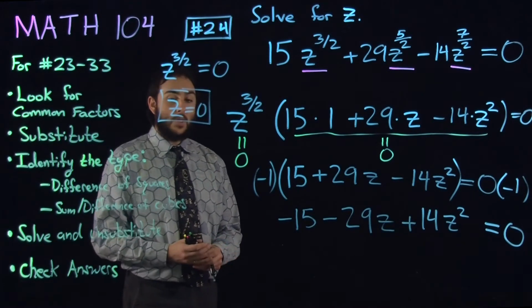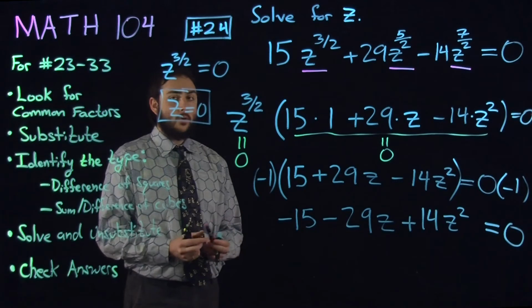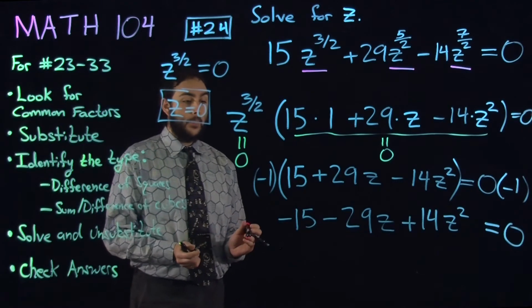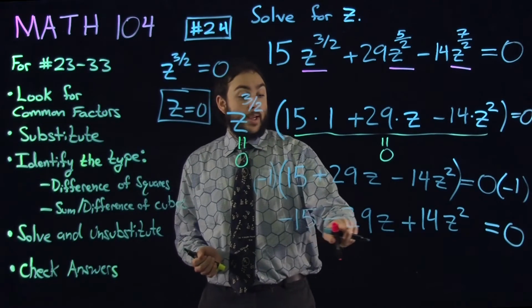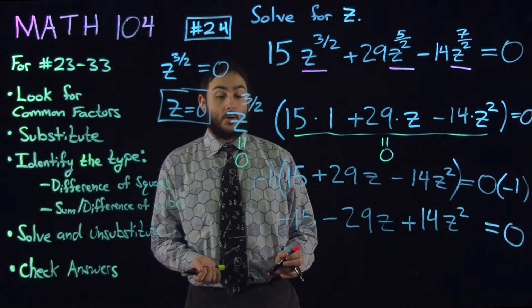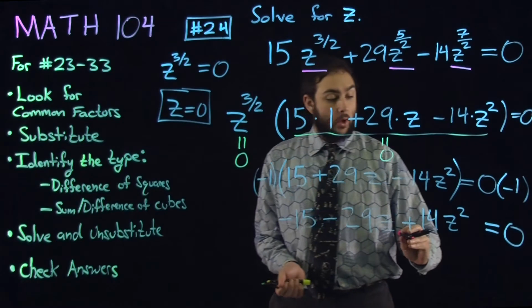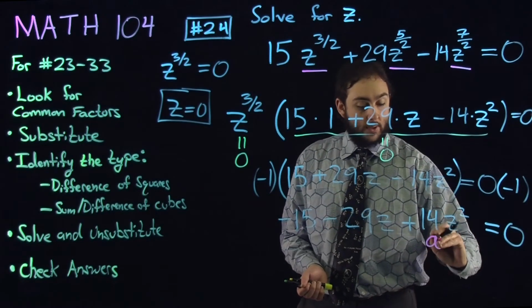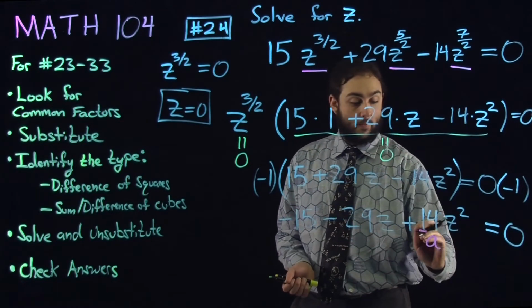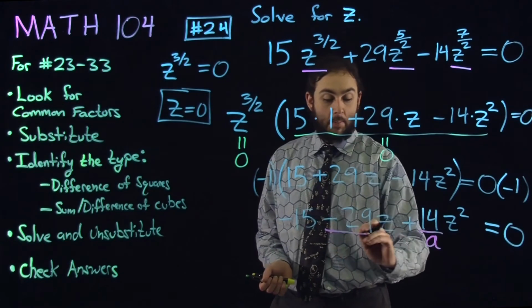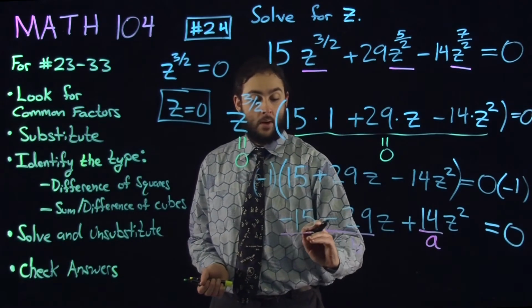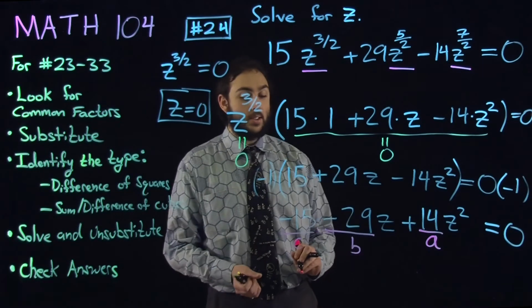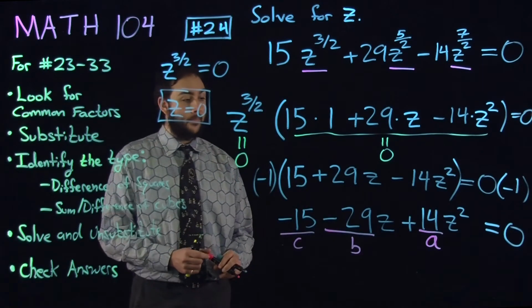So what's left? Well, my leading coefficient becomes positive, which is what we wanted, and then these two become negative. So, since this is a quadratic equation, we should use the quadratic formula to solve it. So, what I'm going to do now is identify each of these coefficients with a, b, or c in the quadratic formula. So a is this number, 14. B is this number, negative 29. And c is this number, negative 15.